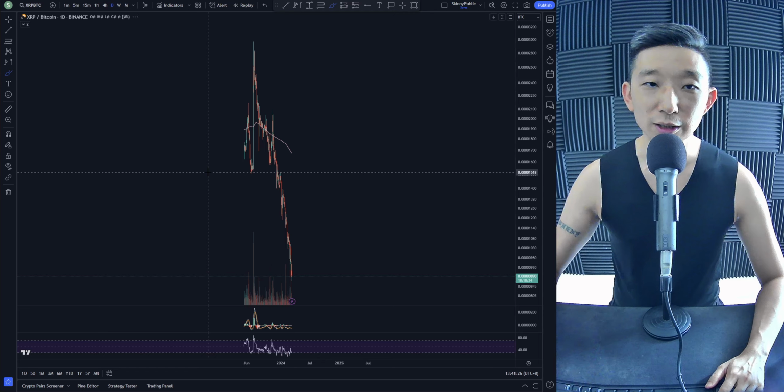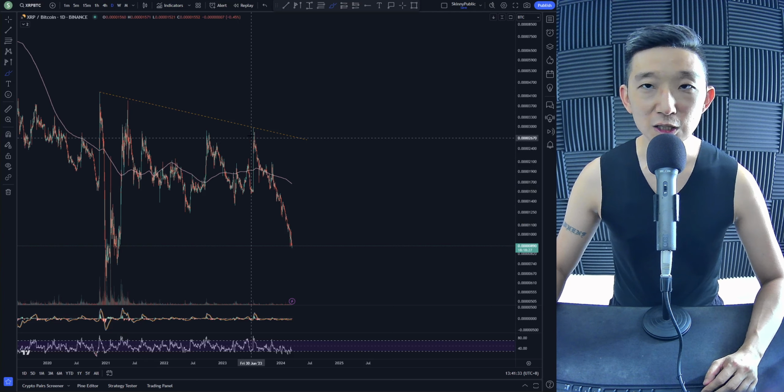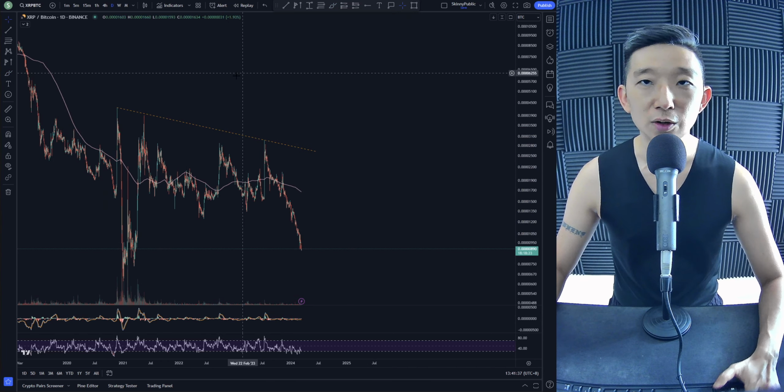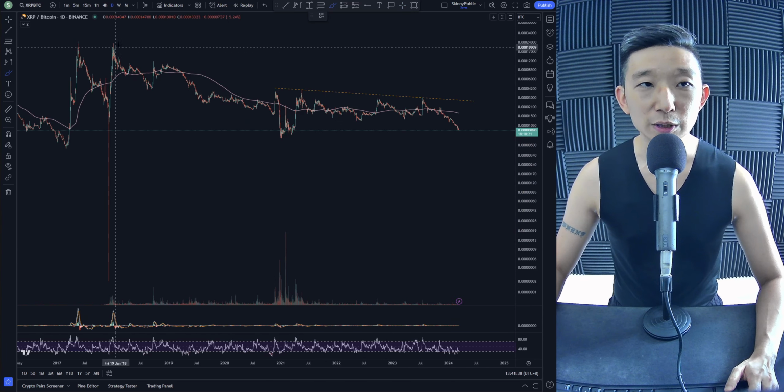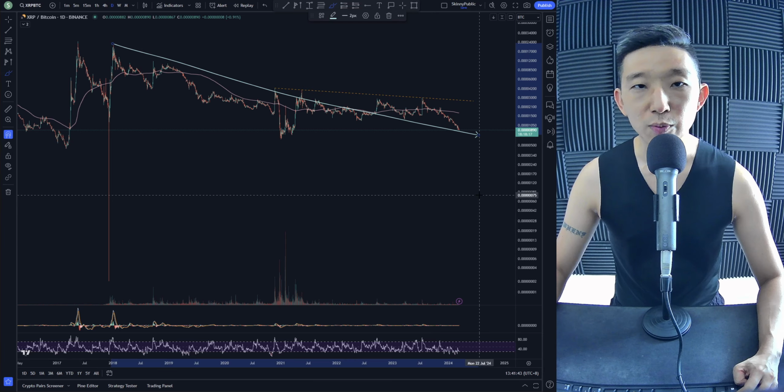XRP! XRP is super weak against BTC. XRP was once number 3. Now XRP is at number 7. XRP against BTC is so weak. It's just down, down, down. If you had shifted all your XRP into BTC way back in 2018, you would have done superbly well.